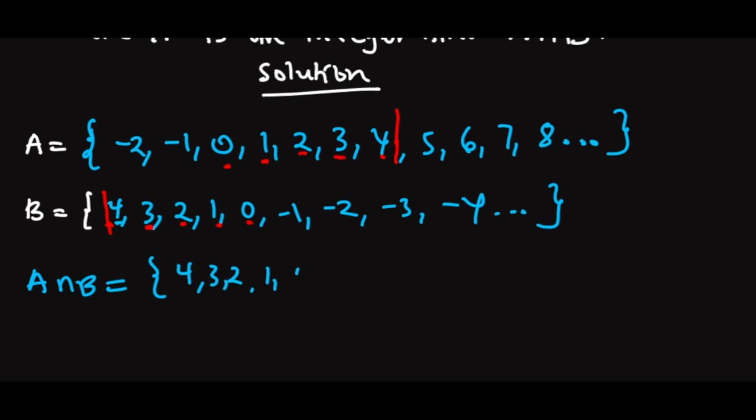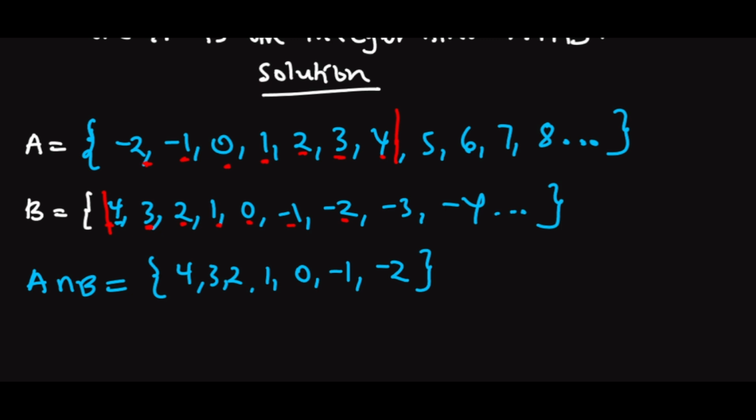1, 0. Then I'm seeing negative 1 here and negative 1 here. Then I'm seeing negative 2 here and negative 2 here. So that's going to be equal to negative 1 and negative 2, and these end the set.